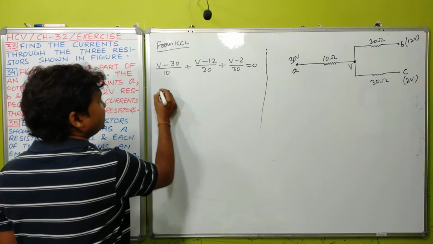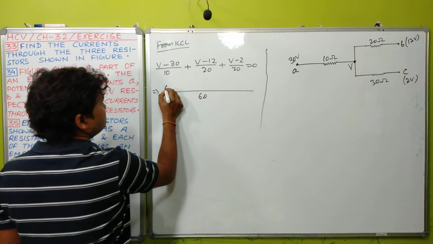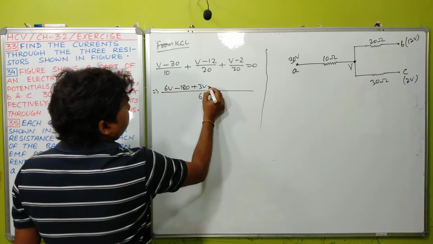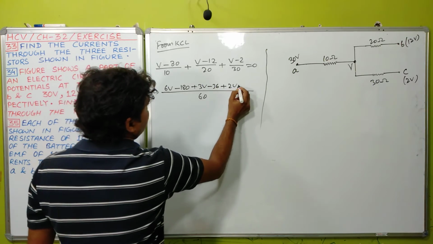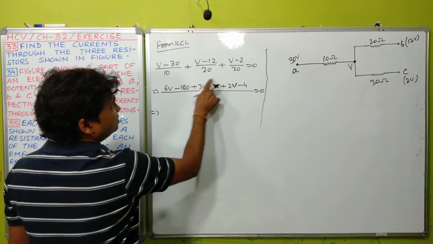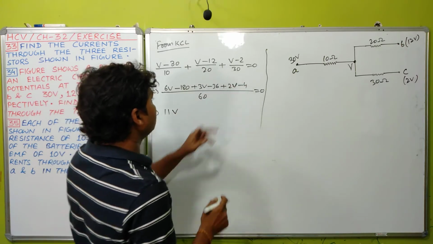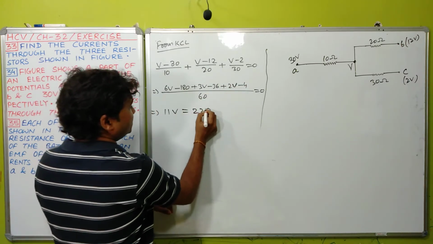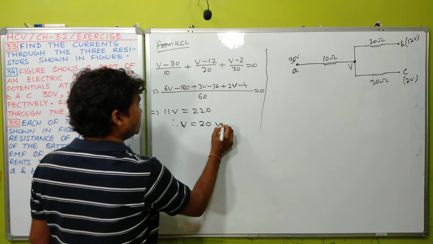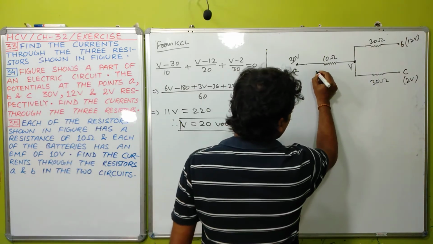From Kirchhoff's current law, when you solve this, taking the LCM 60, this is 6V minus 180 plus 3V minus 36 plus 2V minus 4 equals 0. This is 6V plus 3V plus 2V, which is 11V minus 180 minus 36 minus 4, which is minus 220, so 11V equals 220. So the value of V is 20 volt. Now you can easily find the current flowing through all these resistances.